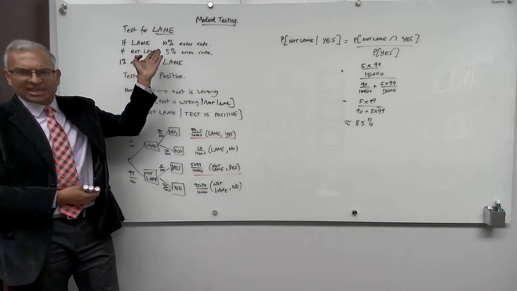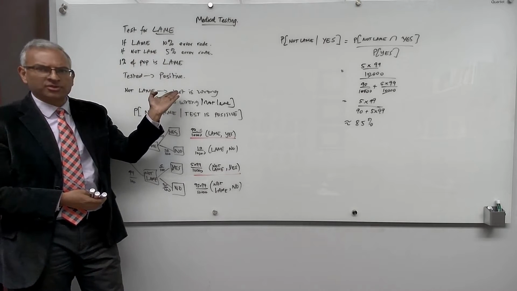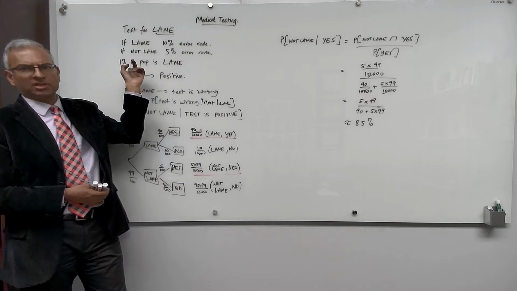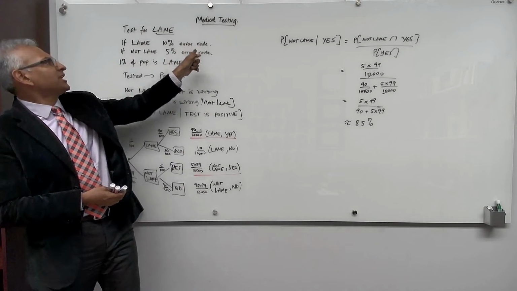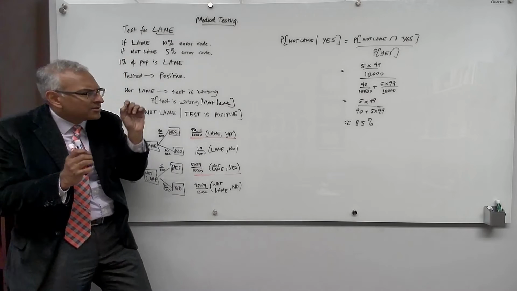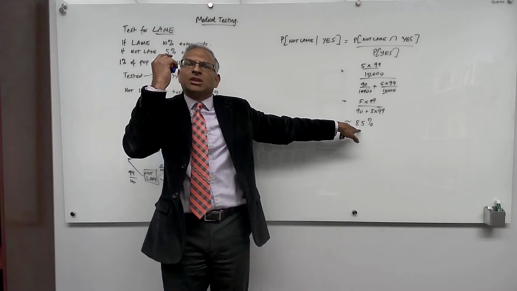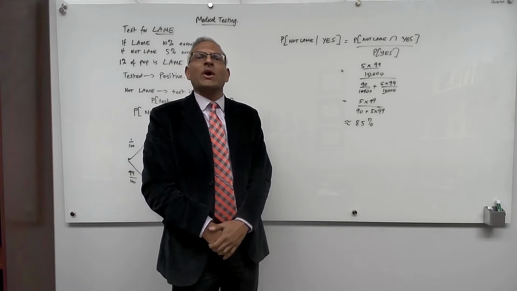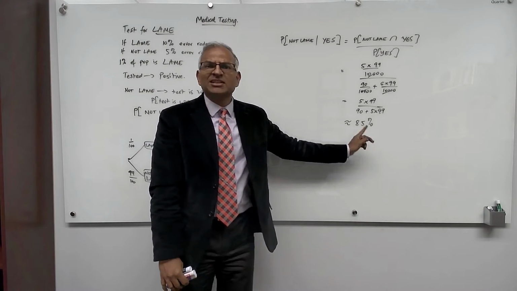There's a rare disease, Lyme. You took the test for it. It's rare because only 1% of the population have it. You took the test for it, and it's a pretty accurate test. And you came up positive. And still, the chances that you are not lame, even though you came up positive, are 85%. It's way more likely than not that you are not lame. Let's see what's going on here.